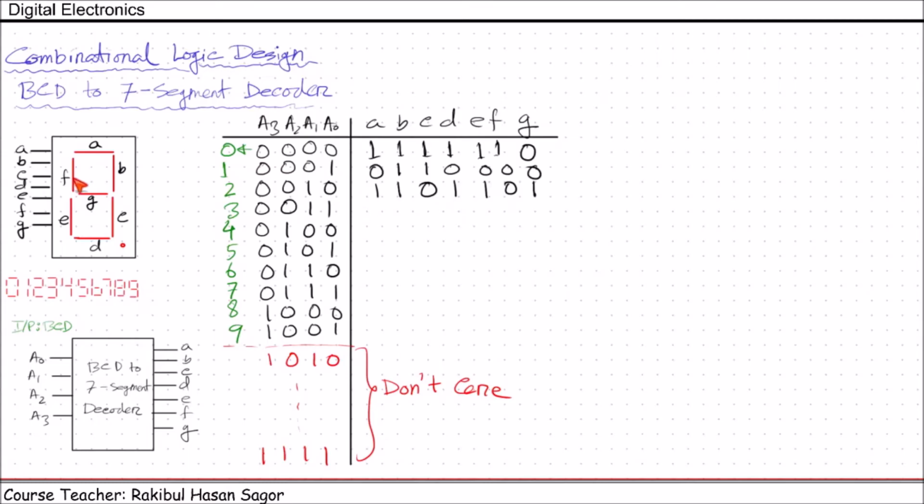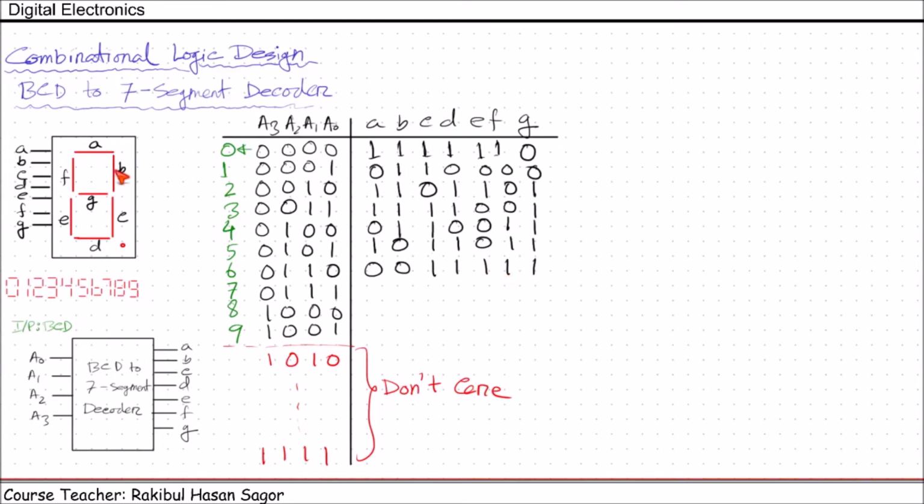To represent 3, E and F should be 0, others will be 1. To represent 4, F, G, B, C will be 1, and other variables will have 0 value. To represent 5, B and E should be off, others will be 1. To represent 6, A and B should be off, others will be 1.